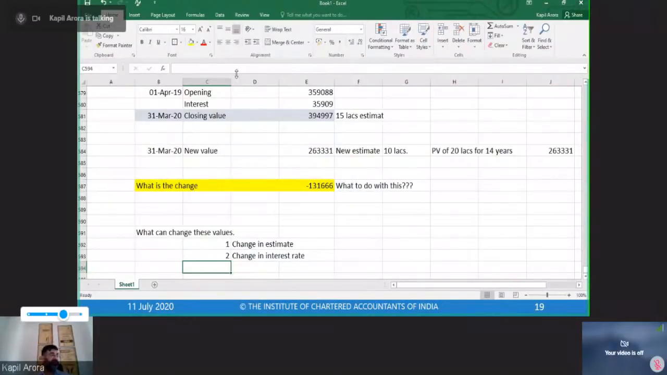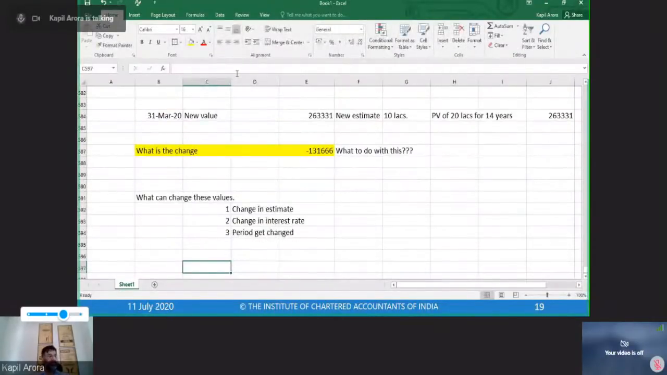Useful life also. Yes, Saurabh. Somebody has mentioned what happens if we are closing it today. It again means that the number of years is getting changed, so the period gets changed. Any change which comes up will be added to the asset value.